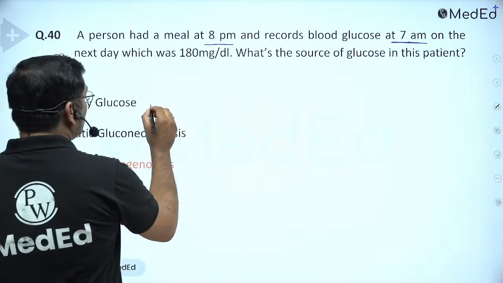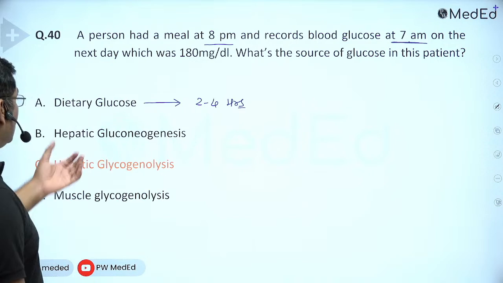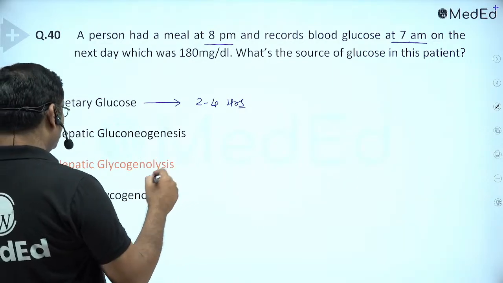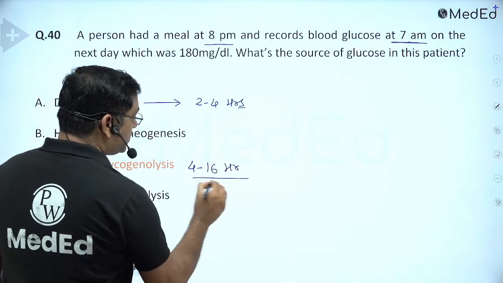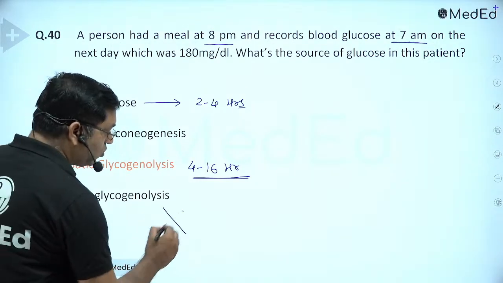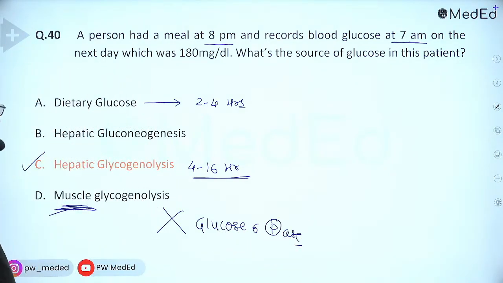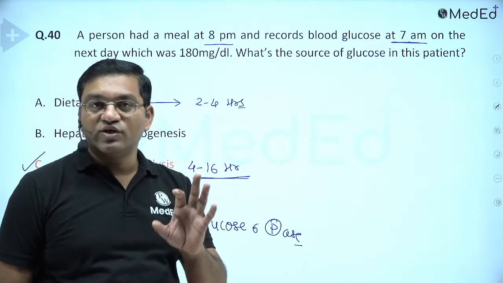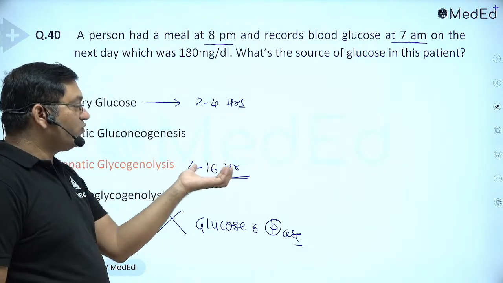Now see, dietary glucose will supply the glucose for the initial 2 to 4 hours after the meal. Then after this, glycogenolysis is the important pathway. From 4 hours to near about 16 hours, glycogen breakdown in the liver is the important source. Muscle will not give you glucose because there is no glucose 6 phosphatase enzyme in the muscle. So muscle glycogenolysis will not provide glucose. There is glycolysis, but it starts from glucose 6 phosphate. So hepatic glycogenolysis will provide the glucose for 4 to 16 hours.